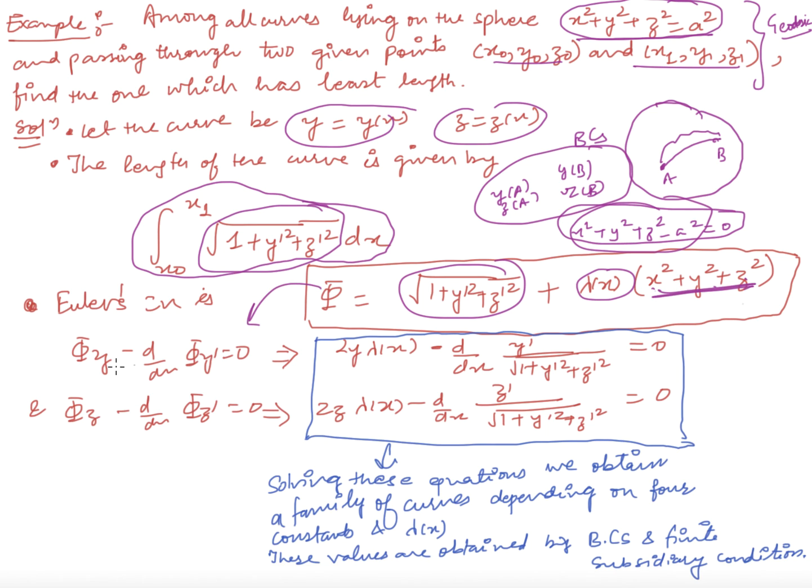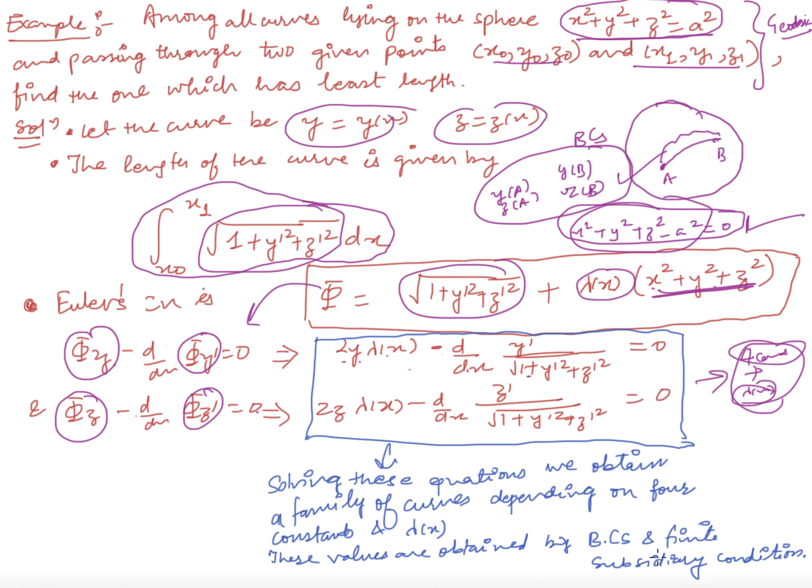Now apply the Euler equation here. You'll get phi y minus d/dx of phi y dash is equal to 0 and phi z minus d/dx of phi z dash is equal to 0. This will give you 2 y lambda x minus d/dx of y dash upon square root of 1 plus y dash square plus z dash square is equal to 0, and similarly for z. These are the two equations you have to solve. When you solve, you will have 4 constants plus lambda of x. Those are obtained using the boundary conditions plus the sphere condition. So you have 5 conditions and 5 unknowns: 4 constants and 1 variable, lambda of x. You can obtain these 5 things using these 5 conditions. This is how we deal with problems of finite subsidiary conditions. Thank you.